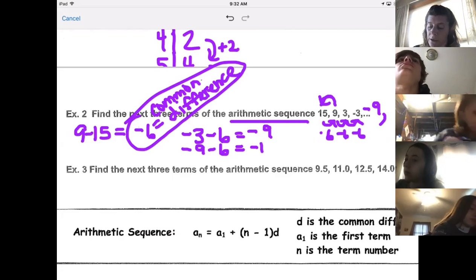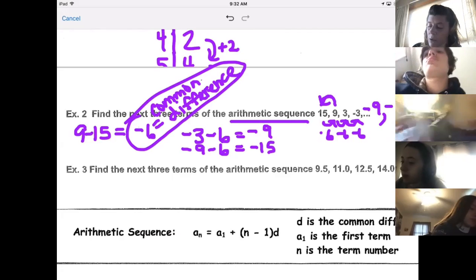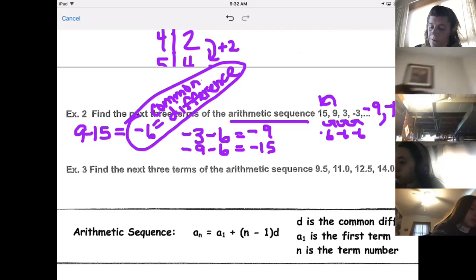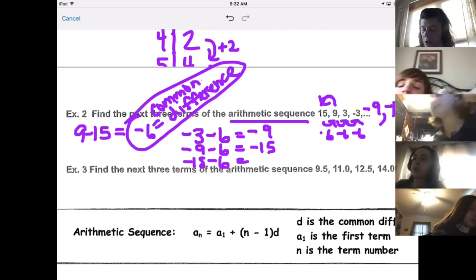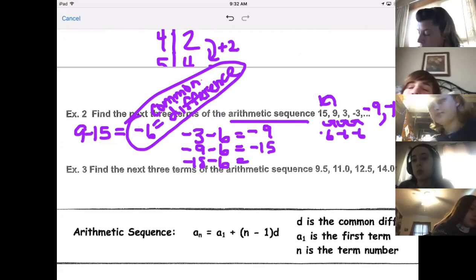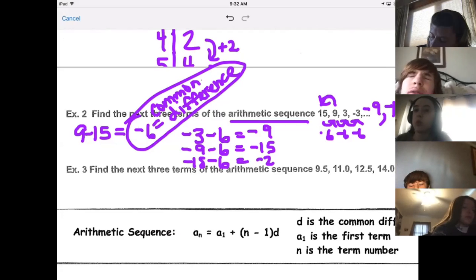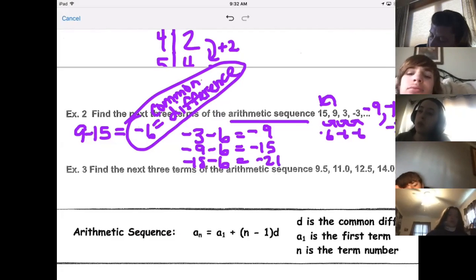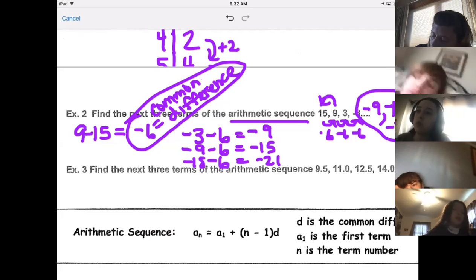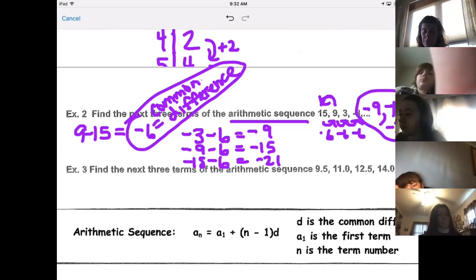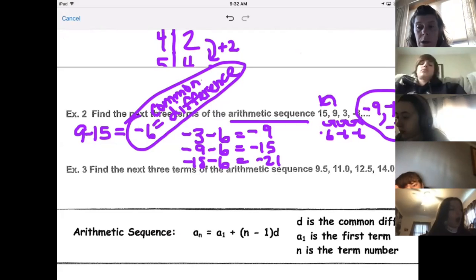-15. Correct. So that's the next one. I only have one more to go. So -15 minus 6. This is where those calculators come in handy. Hunter, what's -15 minus 6? -21. Right. So that's my answer for the next 3 terms of that sequence.